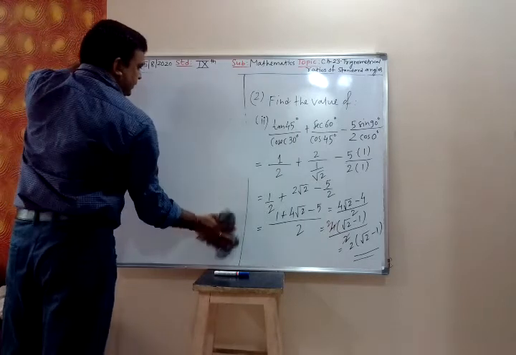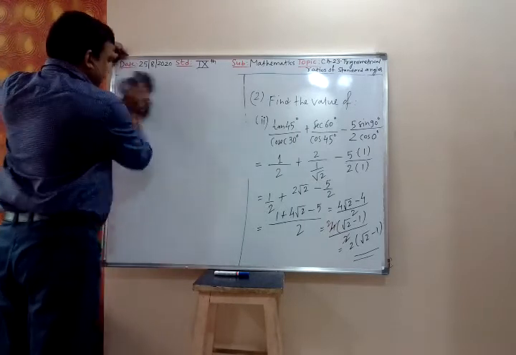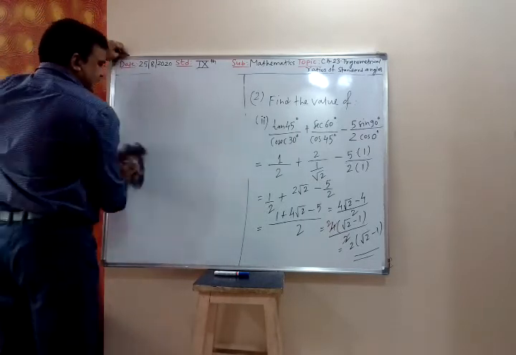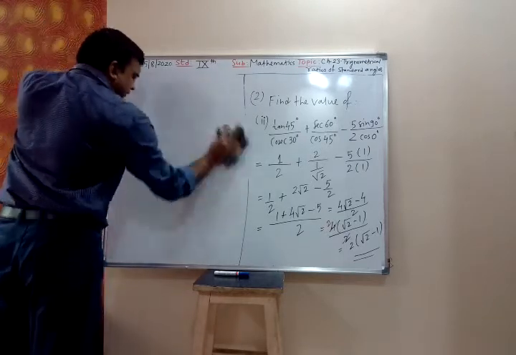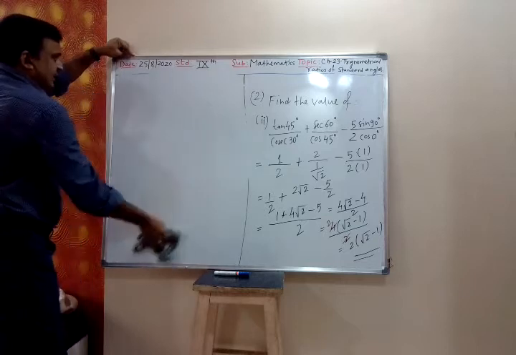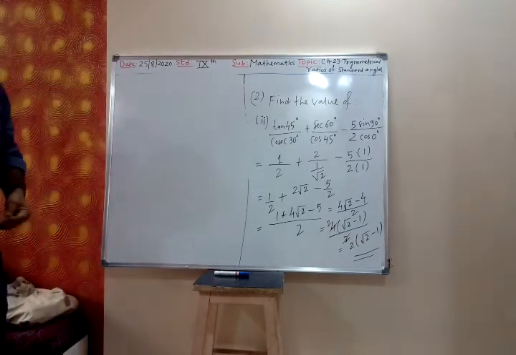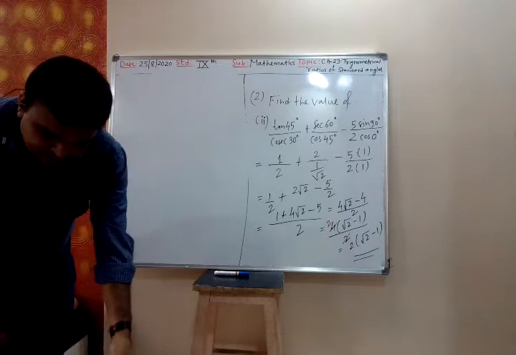So now let us do the third one. In prove that part, we have left hand side and right hand side. We have to evaluate left hand side and right hand side. If both have the same values, then it is proved. Now, third one.